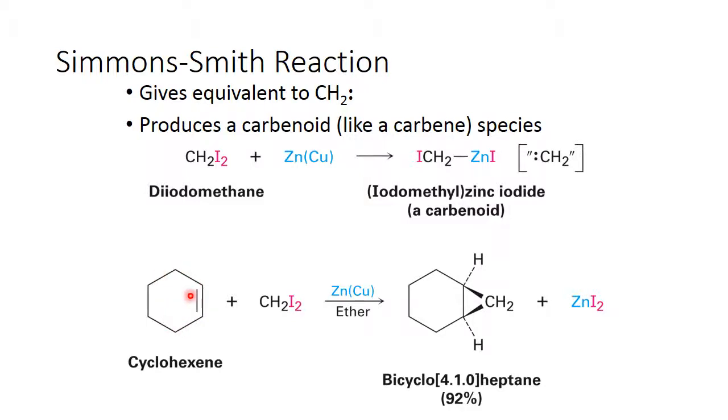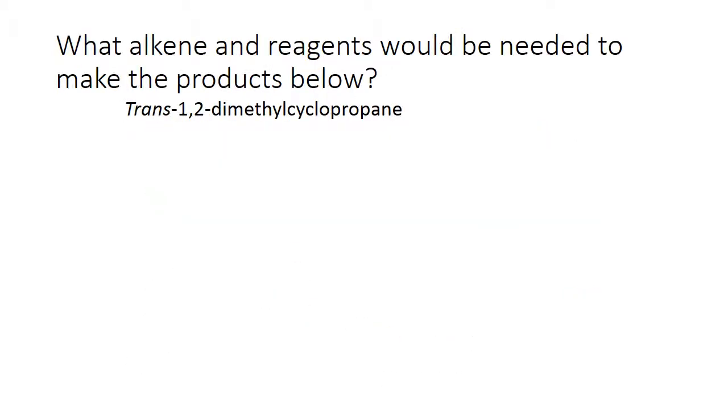So when it reacts with an alkene, what do we make? We make a cyclopropane ring. Okay, what alkene and reagent would you need to make the product below? Look at this. This is trans 1,2-dimethylcyclopropane. We've been making cyclopropane rings, so draw the structure and try to figure out how you could make that from an alkene.